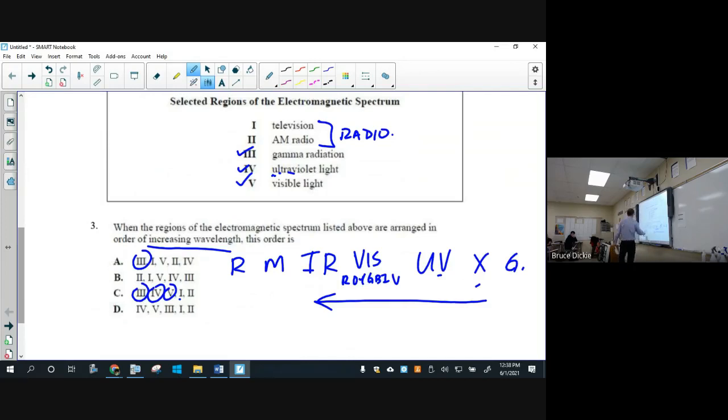Now, 3, 4, 5, 1, 2 is our correct answer. If you had another option, 3, 4, 5, 2, 1, that wouldn't be fair, because that would require you to know whether television or AM radio came first on the spectrum, and you're not expected to know which one comes first. Roy G. Biv with visible light, absolutely. But radio waves, AM radio waves and TV, you're not expected to know which one comes first there. All right, good there? All right, so our answer is C.